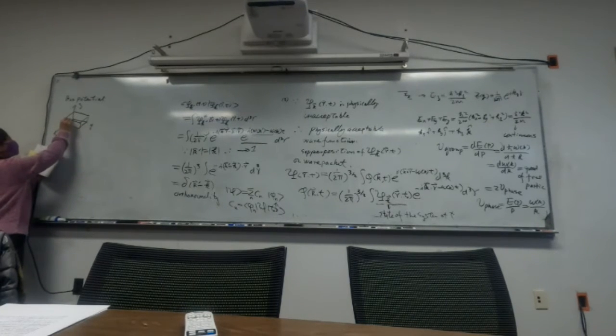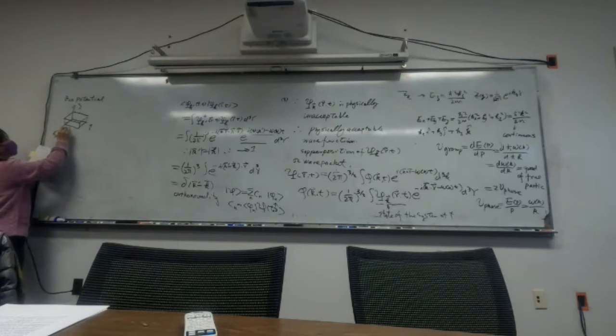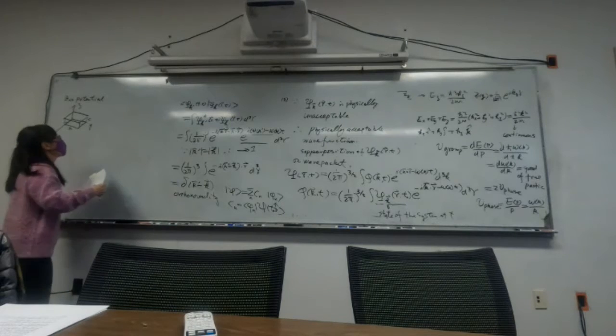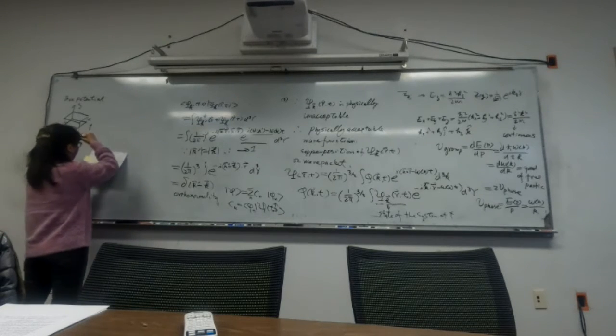So this is from 0 to A, and this is B, this is C. Then it says that if the particle is in the box, the potential is 0. Otherwise, infinite. So that means the particle is restricted to the box, right? They call it the box potential. How do we represent the box potential in terms of mathematics?